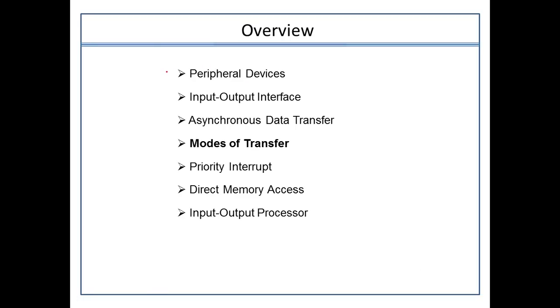We have already covered the peripheral devices, the input output interface, and the asynchronous data transfer. So today our focus is purely on what the various modes of transfer available are when we want to transfer the data from the peripherals or the IO devices to the CPU or from the CPU to the memory. So this is what we are going to focus upon. So let's start learning about this concept in more detail.